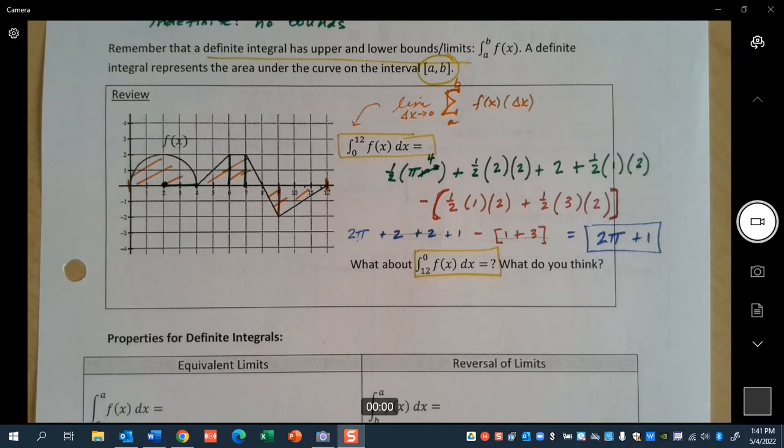What do you notice? So from this one, I go from 0 to 12. What do you think happens here? Yeah, check it out. I go from 12 back to 0. Thoughts about what you think that result might be? What do you think?